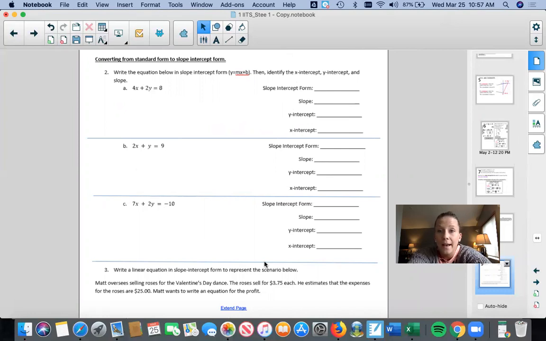I do have 3 Schoology questions for an exit ticket, just so I can see how you're doing. Remember, the best way to learn this is to hear it, see it, and then try it yourself, okay? Tomorrow, we're gonna do the reverse and take it from slope-intercept form to standard form, okay?